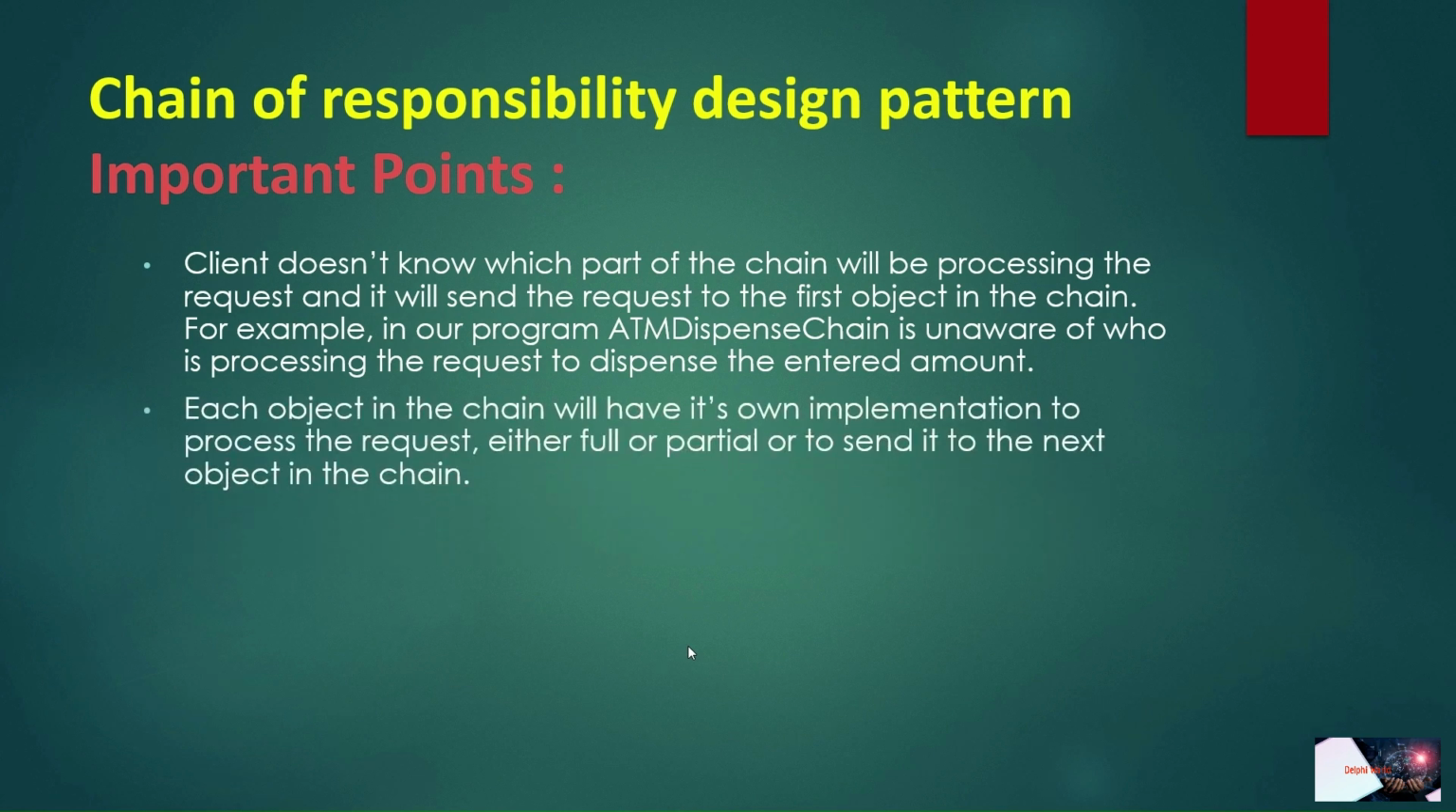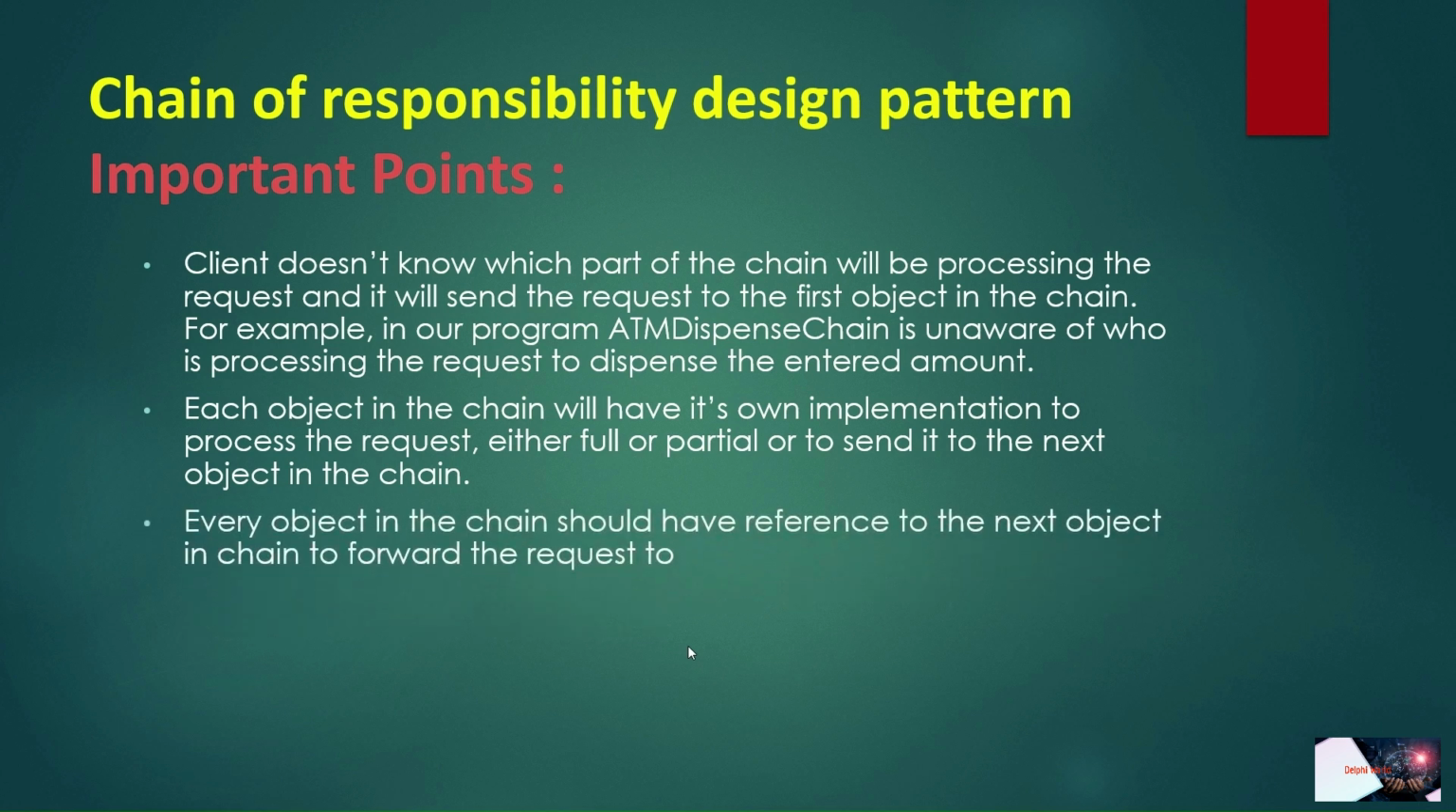Each object in the chain will have its own implementation to process the request. So each and every object in the chain has its own implementation. They can process their requests independently, either fully or partially, or send it to the next object in the chain. So each and every object can set the successor also. Every object in the chain should have a reference to the next object in the chain to forward the request. We have already talked about the successor, right?